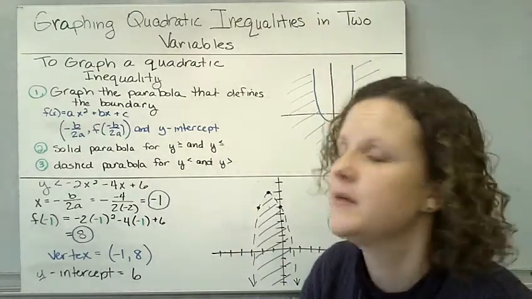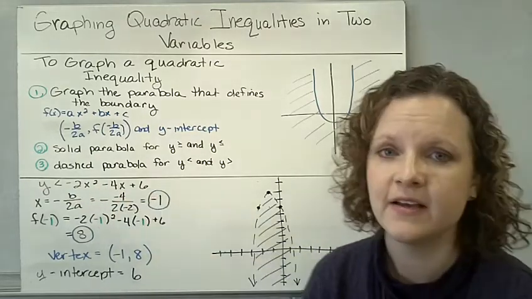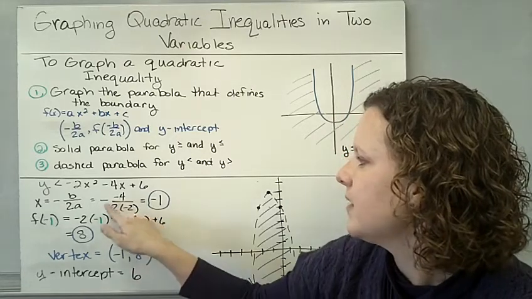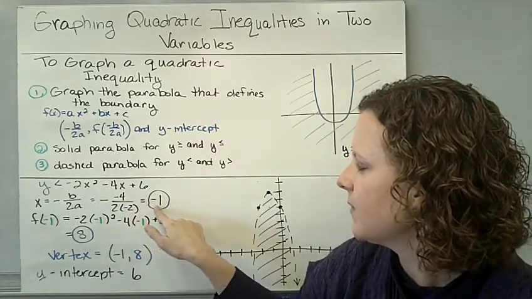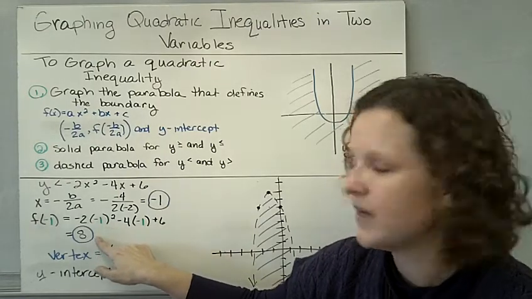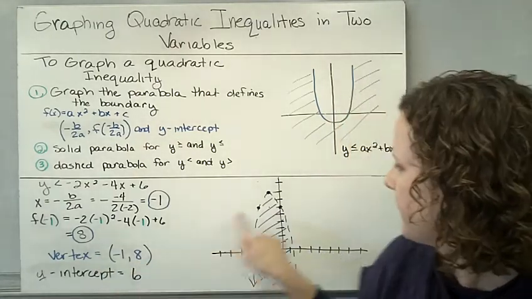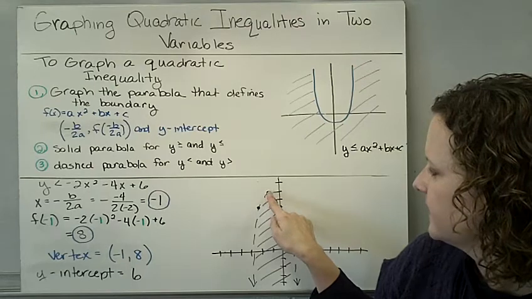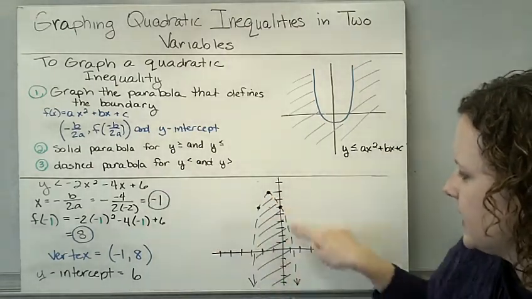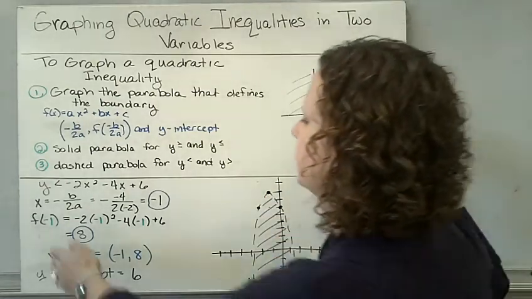Okay, let's try an example. y is less than negative 2x squared minus 4x plus 6. Find your axis of symmetry. x equals negative b over 2a. Negative b over 2a gives us negative 1. Plug that back into your equation. You get 8 for your y value, so your vertex is negative 1, 8. The y-intercept is 6, right there. We graphed a dashed line and shaded everything below it, which ends up being inside.